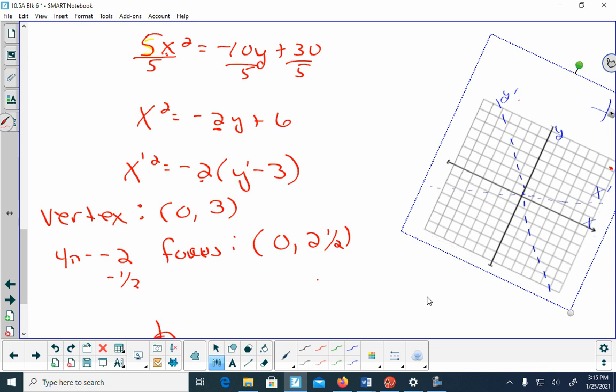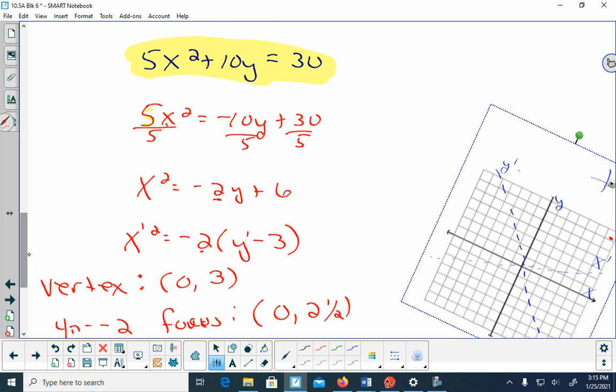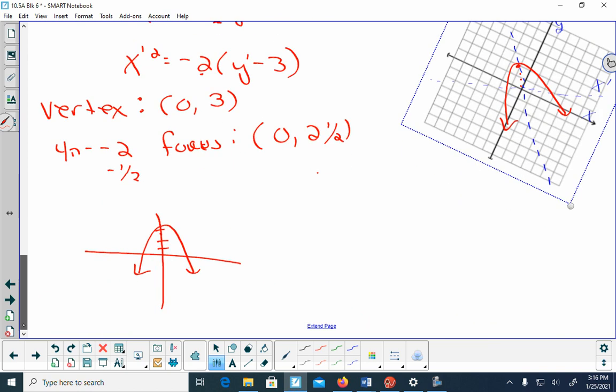I'm going to graph this parabola just like I would normally. So it's going to look like this guy here. So my vertex is at (0, 3), so I'm going to go up 3. My p is negative, so I know it opens down. My x is squared, so I know it either opens up or down. And I'm going to graph it like this. And that's going to be my graph normally, and that's what I had right here.